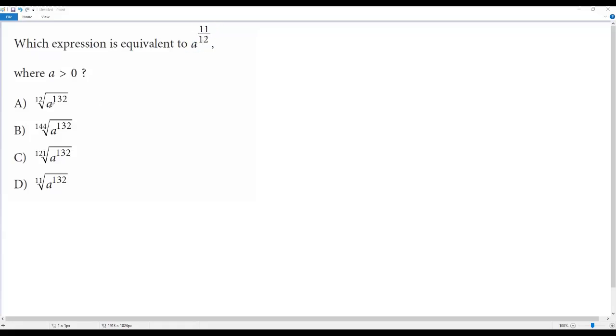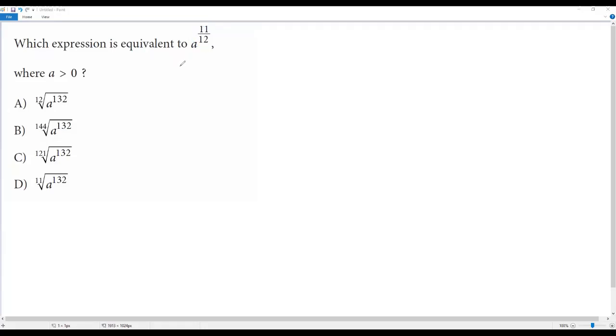But when I look at the options, we have a radical: there is a 12th root in option A, in option B we have a 1 on 44th root, and in option C, option D, in all the options we have a radical. So we have to convert this exponent to a radical. That's the work over here.